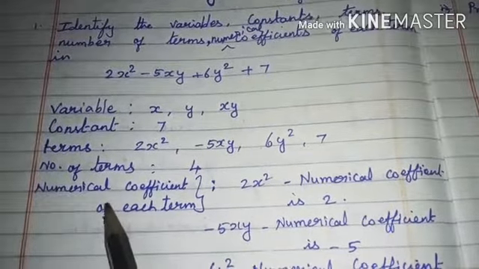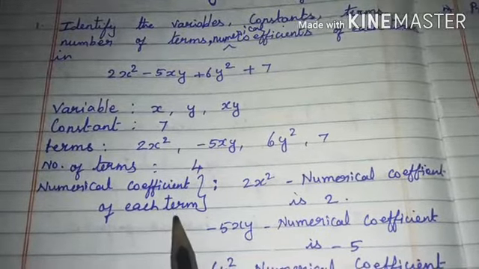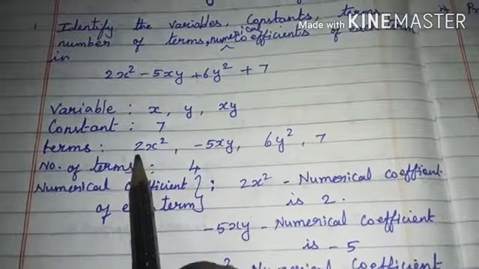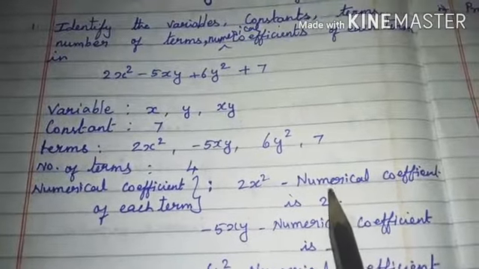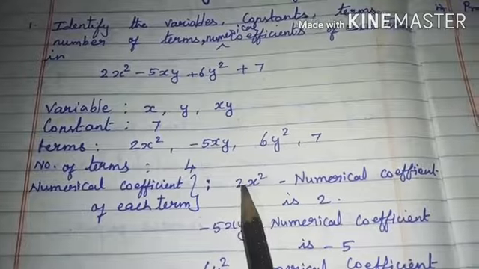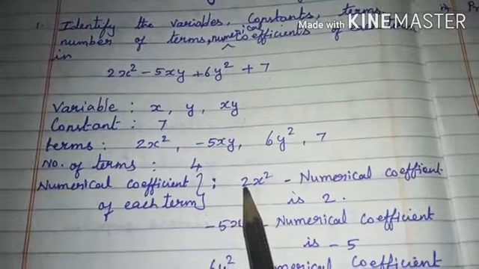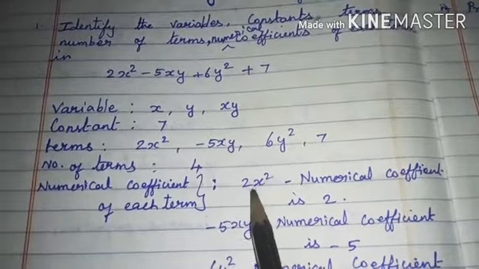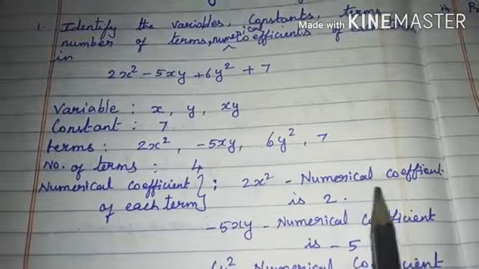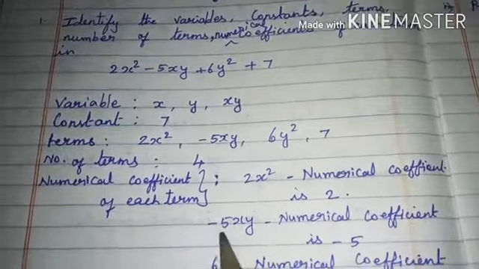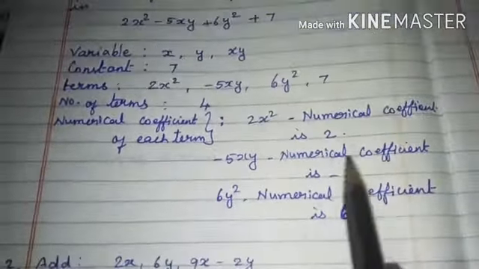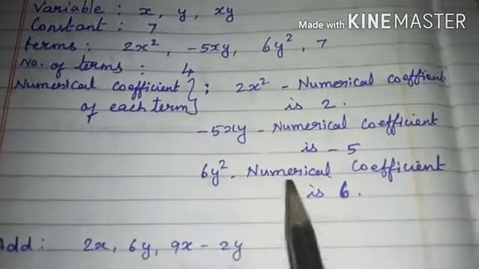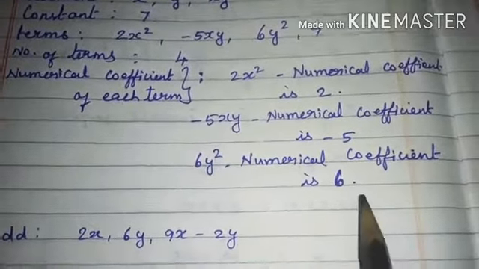The next one is the numerical coefficient of each term. If you take the first term 2x square, the numerical coefficient is 2. That is the numerical factor of the term. For minus 5xy, the numerical coefficient is minus 5. And for 6y square, the numerical coefficient is 6.